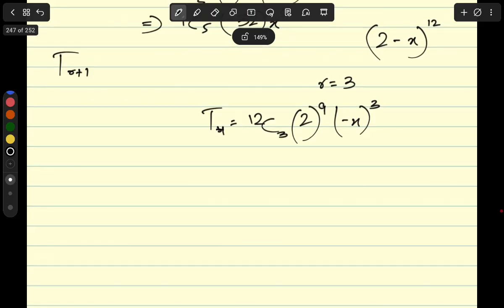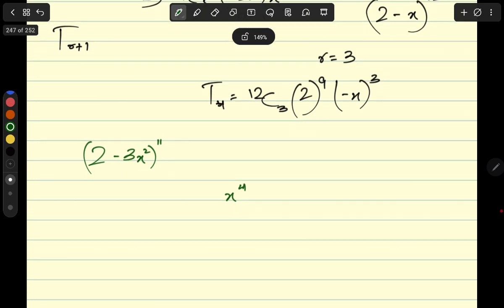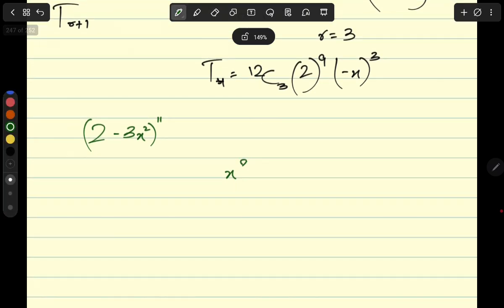Now let's say another example that just came to my mind, let's say you were given 2 minus 3x squared to the power of, I don't know, 11. Now let's say that you were asked to find the coefficient of x8. Now you can see that the first power is going to be x0, the second power is going to be x squared power 1, the third power is going to be x squared power 2, the fourth power is going to be x squared power 3, right?